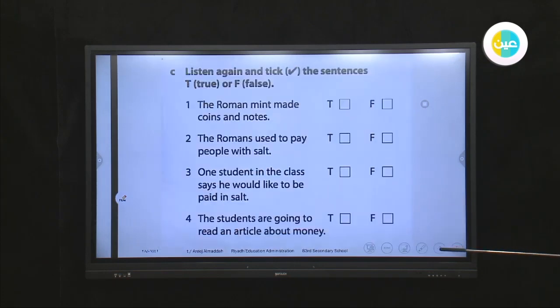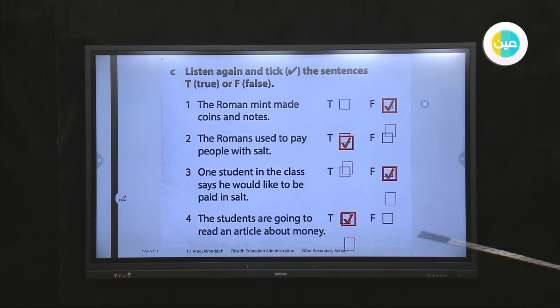The next one: the Roman mint made coins and notes. The Romans used to pay people with salt. One student in the class says he would like to be paid in salt. The students are going to read an article about money. Here, the first one is true. Sorry, the first one is false. The second one is true. The third one is false. And the fourth one is true.